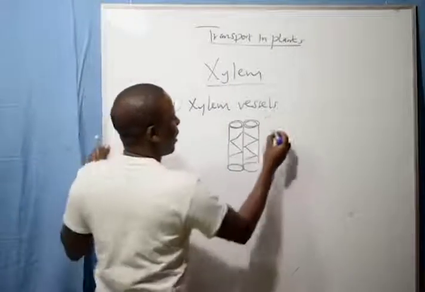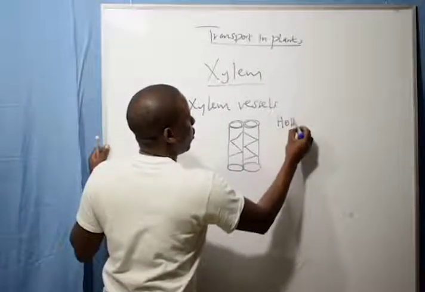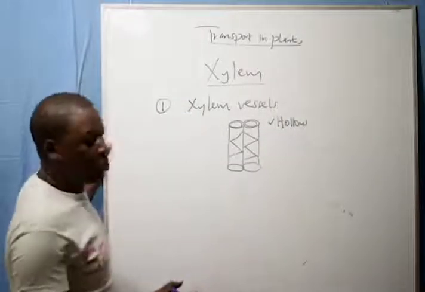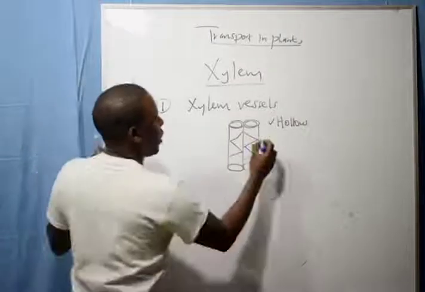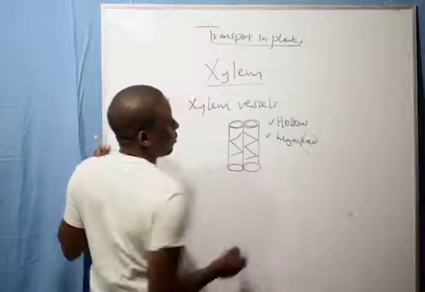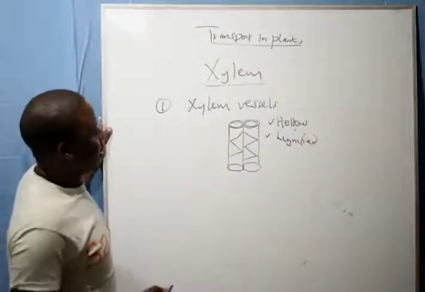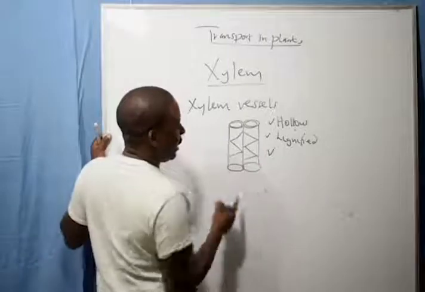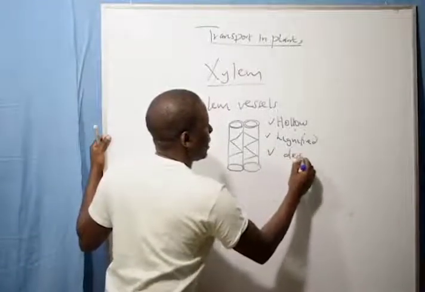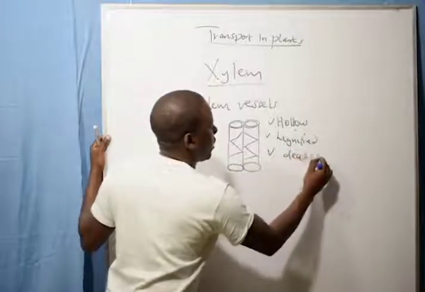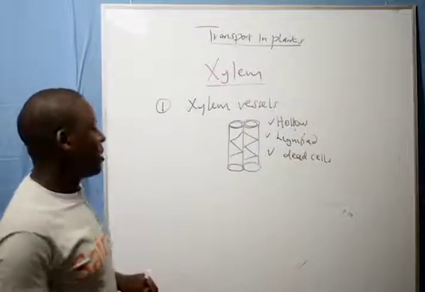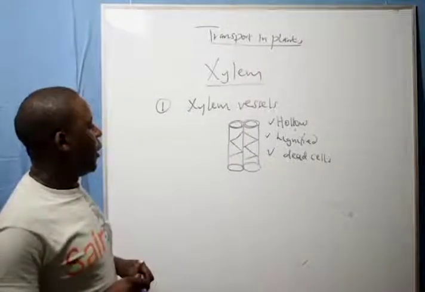So these cells are hollow, meaning they are continuously hollow, like a tube, that's what I mean, tubular. Number two, they are lignified. They are strengthened with lignin. Number three, they are made up of dead cells. So the xylem vessels are made up of dead cells. That prevents the cells from absorbing water.